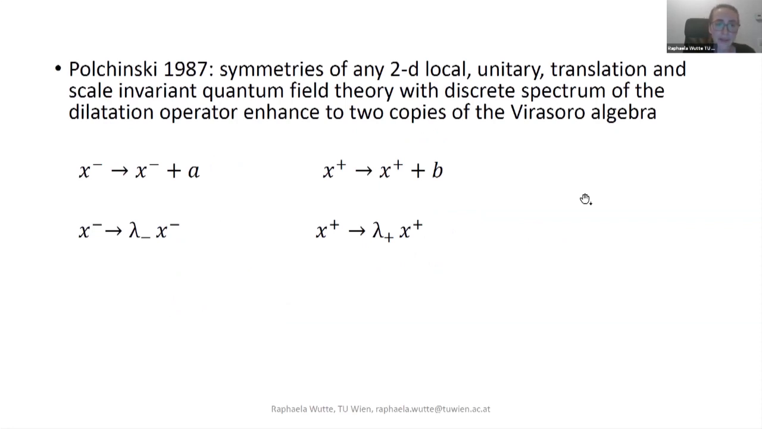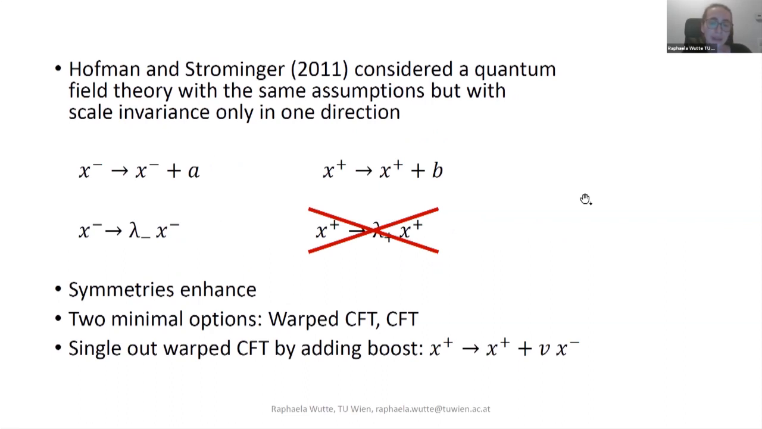And Andrew Strominger and Diego Hofman showed something similar in 2011. They considered a quantum field theory with the same assumptions, but with scale invariance only in one direction. And what they found is that also in this case, the symmetries enhance. In fact, you have two minimal options for the enhanced symmetry algebra. You either find the symmetry algebra of a warped CFT, or you find two copies of the Virasoro algebra. Now you can get back to just the Virasoro algebra by adding back the scaling in the other direction. But similarly, it's also possible to single out the warped CFT by adding a boost.